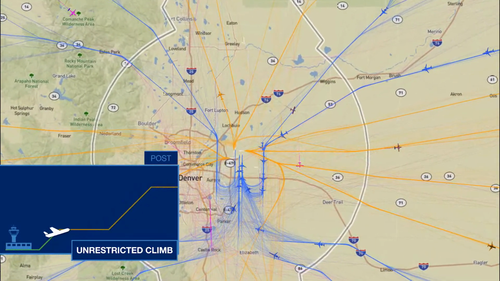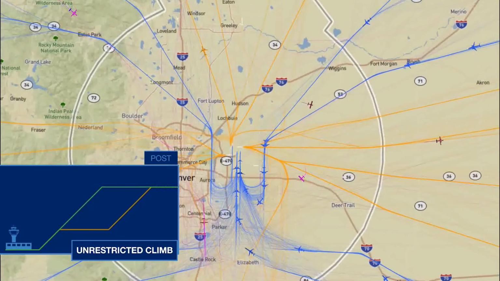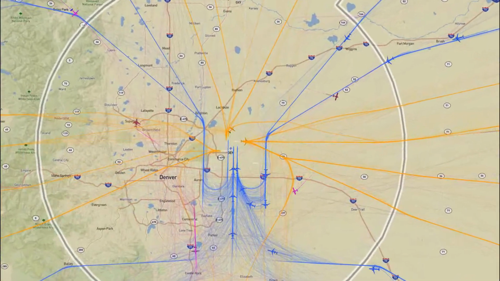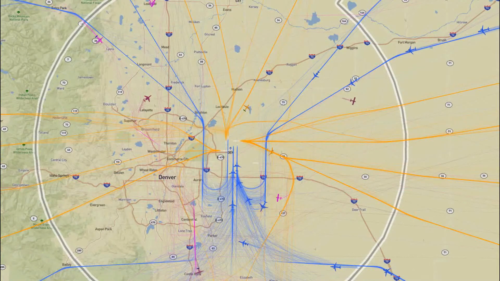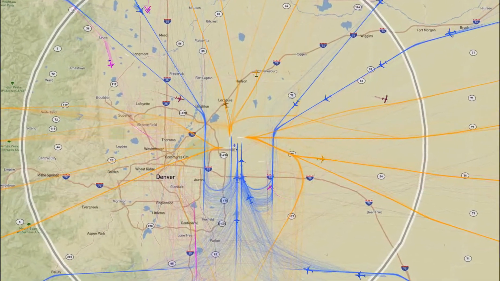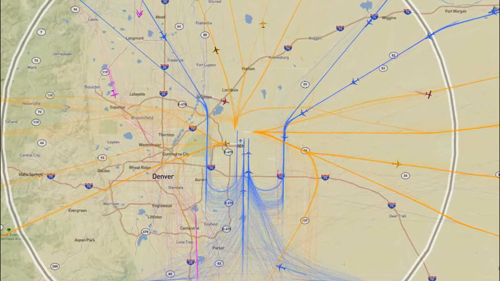Denver Metroplex airports have routes that weave under, over, and around each other. High traffic volume, mountainous terrain, and challenging weather were factors taken into consideration with the new Metroplex routes.